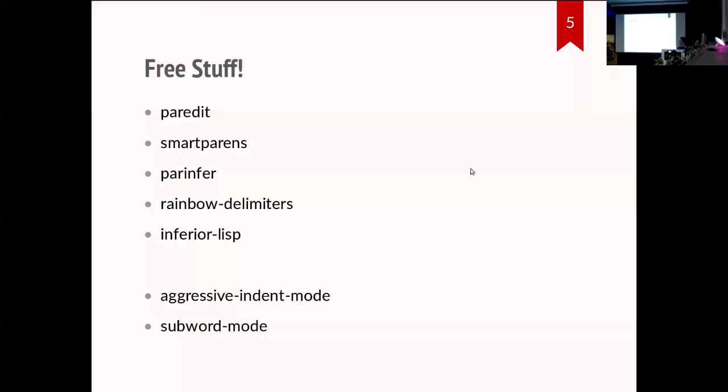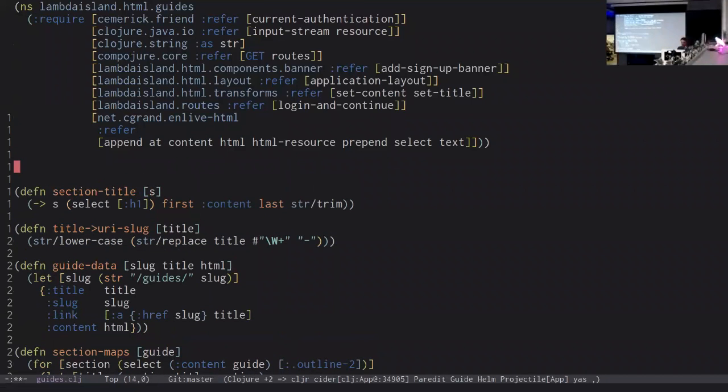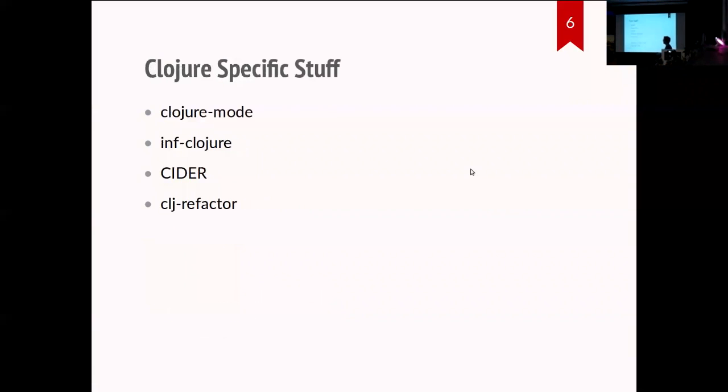The other one, subword mode, is for when you have things that are camel case. You can use meta B or meta F to go back and forth a word normally. If you enable this subword mode, it's a minor mode, then it'll use individual words inside the camel case instead of treating it as one big thing. Now in Clojure you don't usually use a lot of camel case except when you're doing interop. If you're doing Java or JavaScript interop, it is very common to have a lot of camel case stuff there, and then that might be useful. So that's already stuff you get for free.